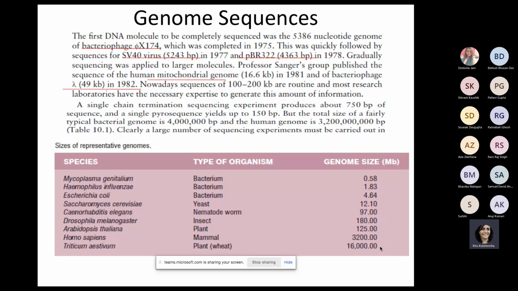And which approach we go for, I will come to that. This is a straight takeaway from the T.A. Brown book, a snapshot. Just for your information, the first DNA molecule to be completely sequenced was around 5 kb, a bacteriophage. Then again, around 5 kb, among the viruses. Then pBR322, almost 3 years later. Then the mitochondrial genome, 16.6 kb, by Professor Sanger's group, and bacteriophage lambda, 49 kb, in 1982.